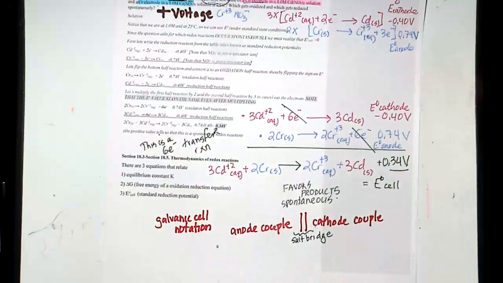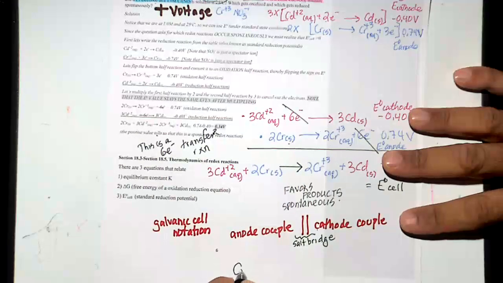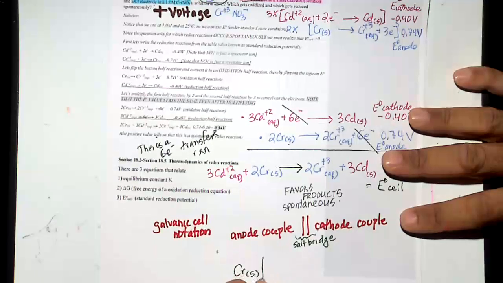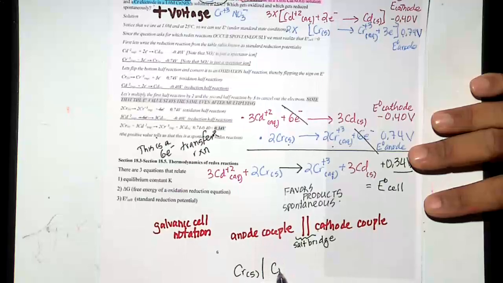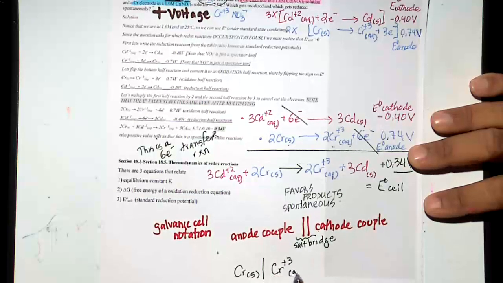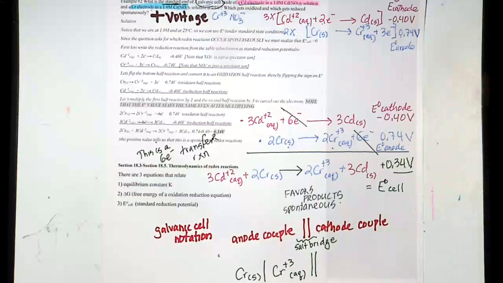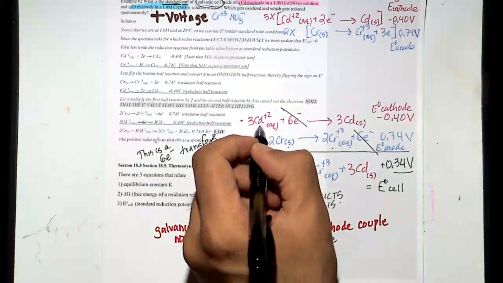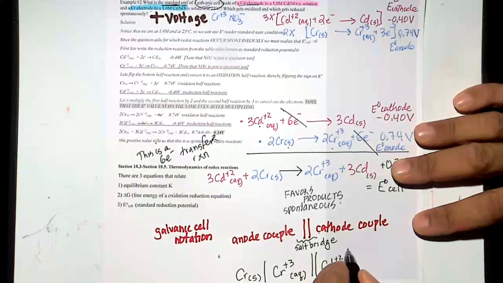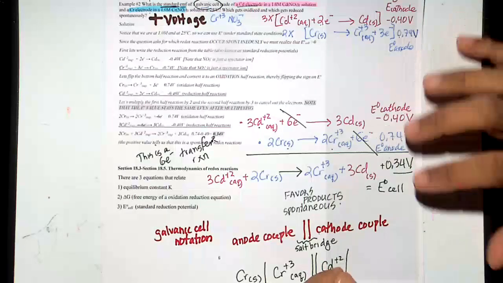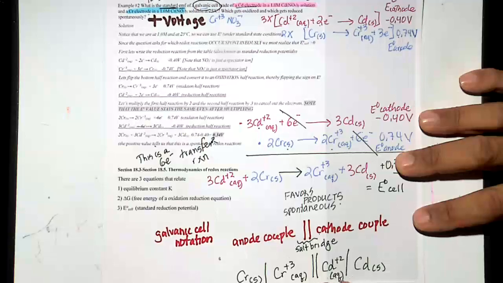Okay, so what is our anode couple here? It's going to be Cr solid. You're going to draw 1 line, and it goes to what? Cr plus 3. Okay, what's our salt bridge again? 2 lines. What's our cathode couple? Cd plus 2. You're going to draw 1 vertical line down, goes to Cd solid. Okay, the Cd plus 2 is aqueous.